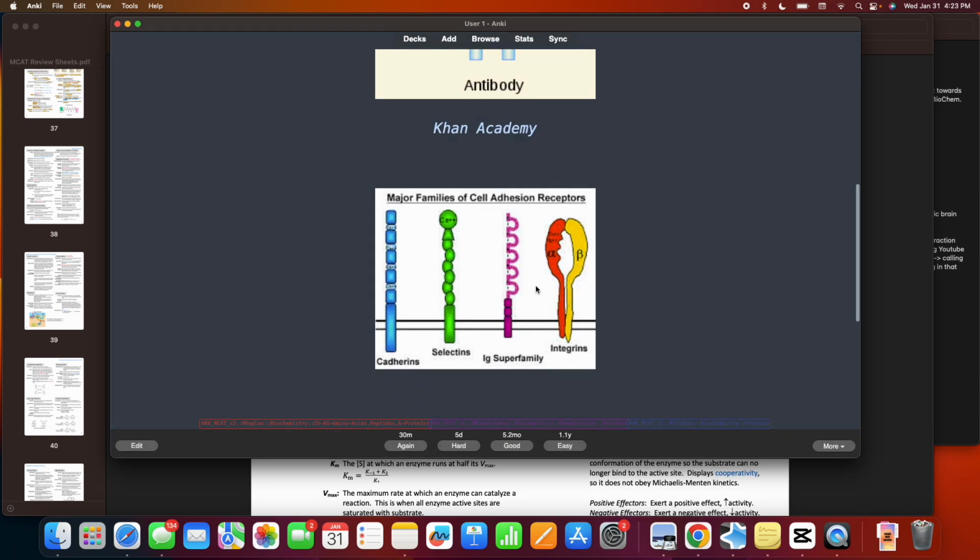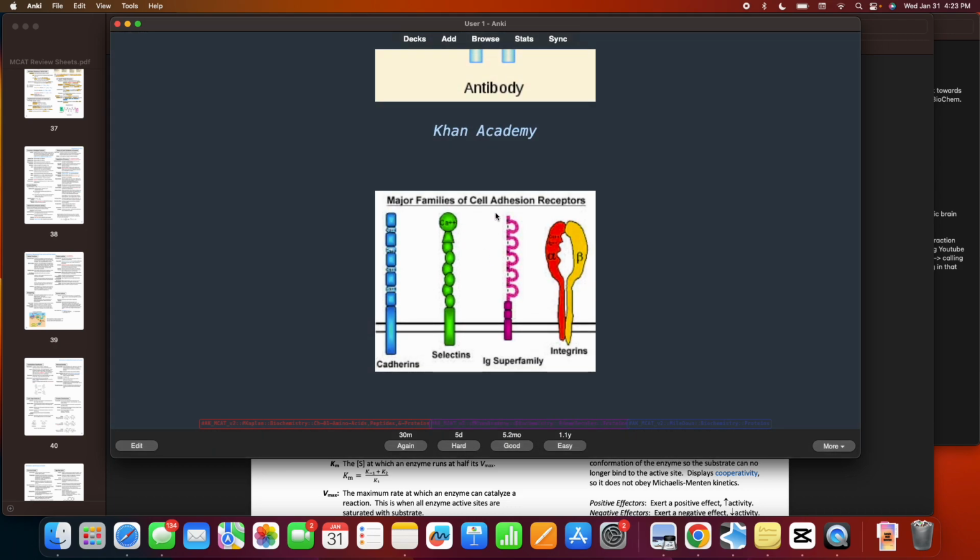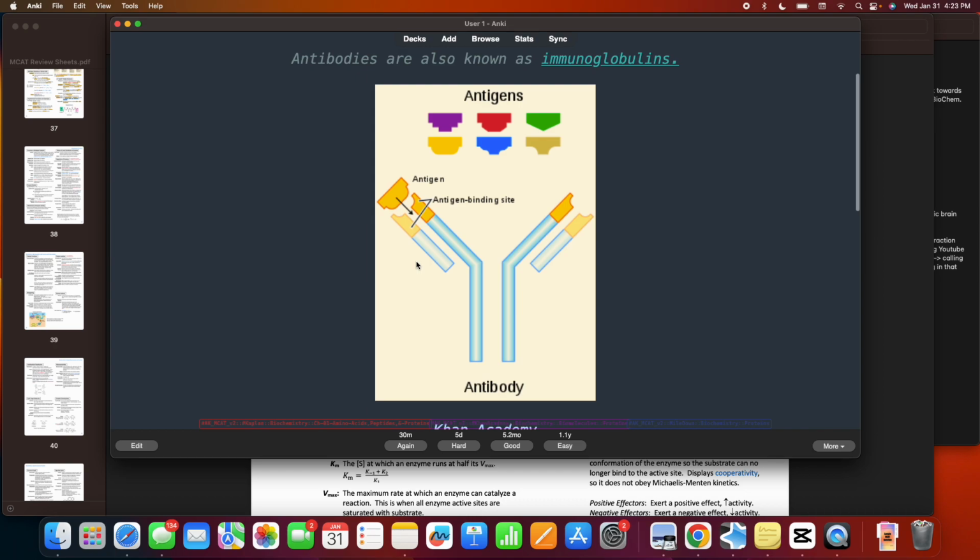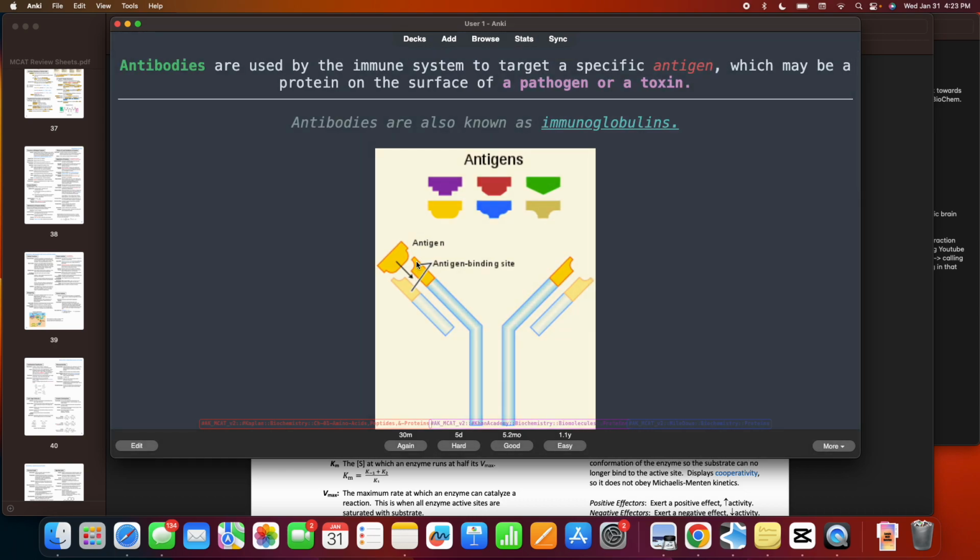I like that one. Major families of cell adhesion receptors: cadherins, selectins, Ig superfamily, integrins. Which may be a protein on the surface of a pathogen or a toxin.